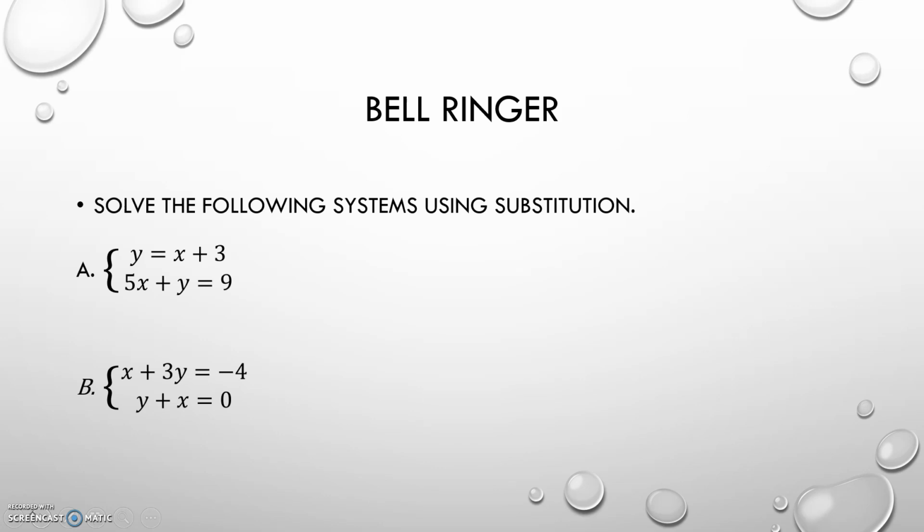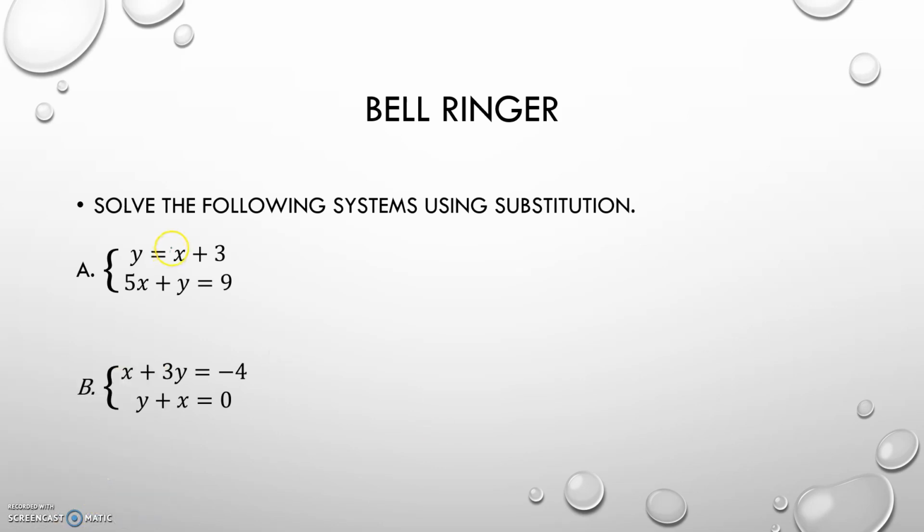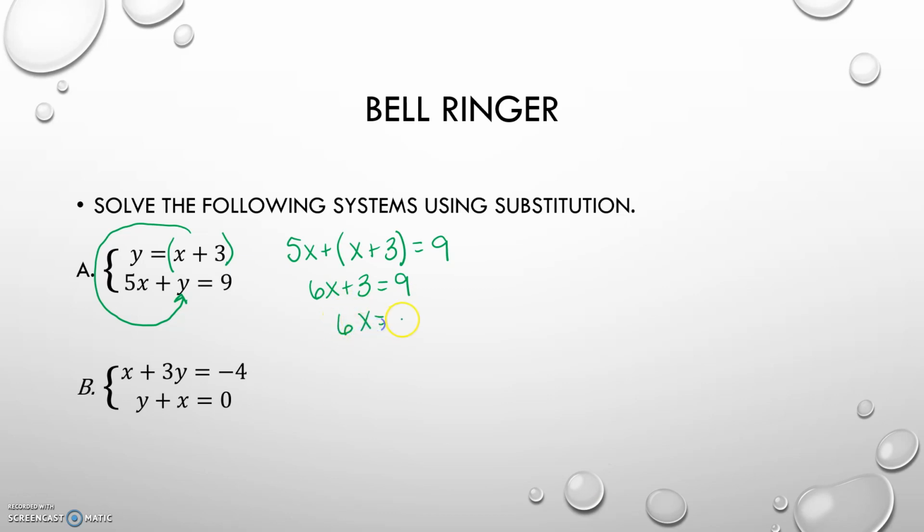Okay, so I apologize if my work overlaps some of theirs, but let's see what you got. For this first problem, since y is already isolated, I can put y equals and substitute that in for y. What I'm going to get is 5x plus (x plus 3) equals 9. I'm going to combine my like terms and get 6x plus 3 equals 9. Subtract 3 from both sides, I get 6x equals 6 and then x equals 1.